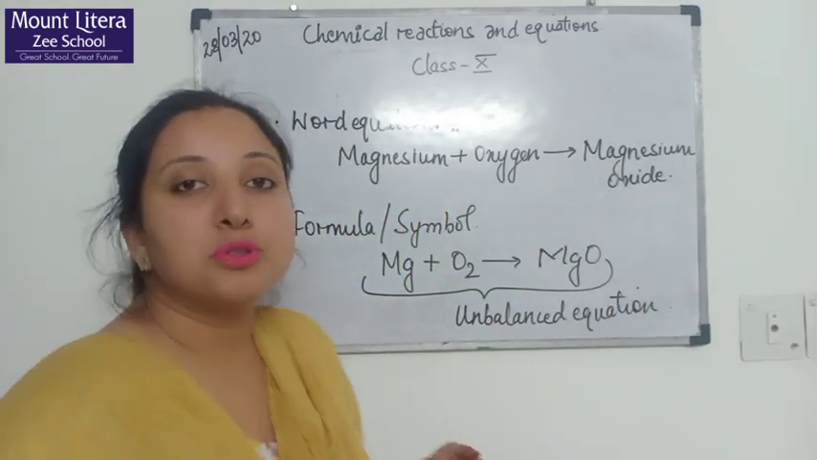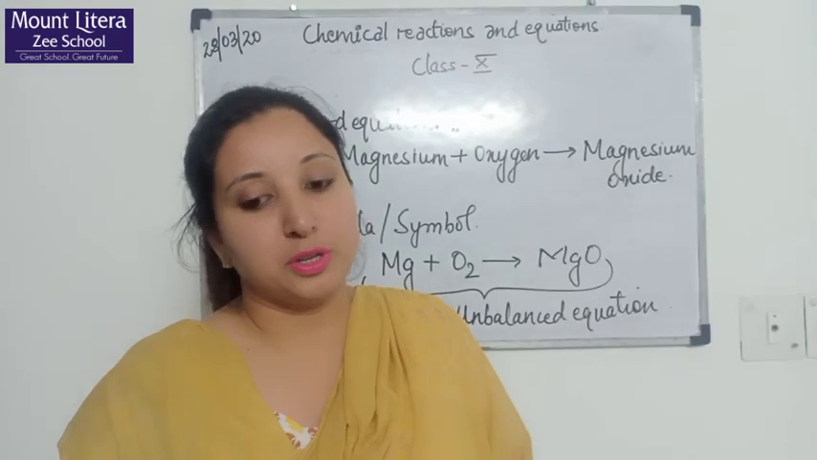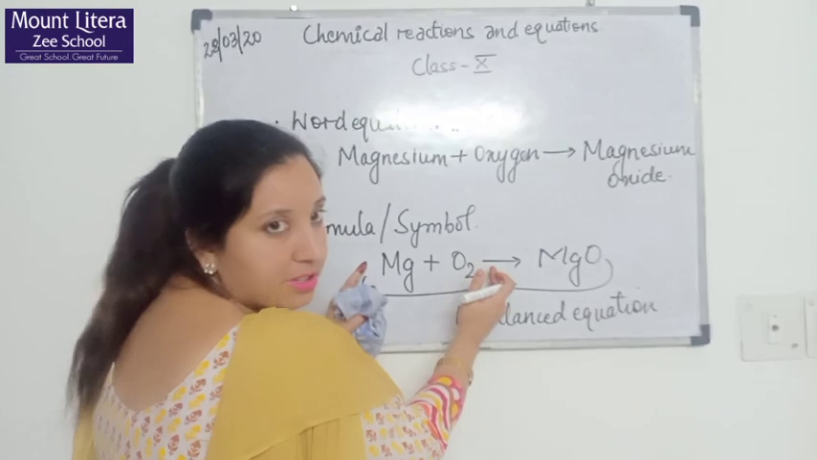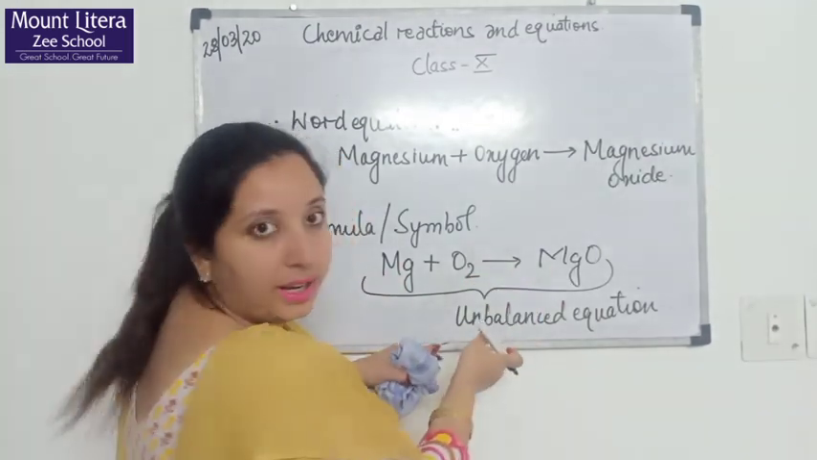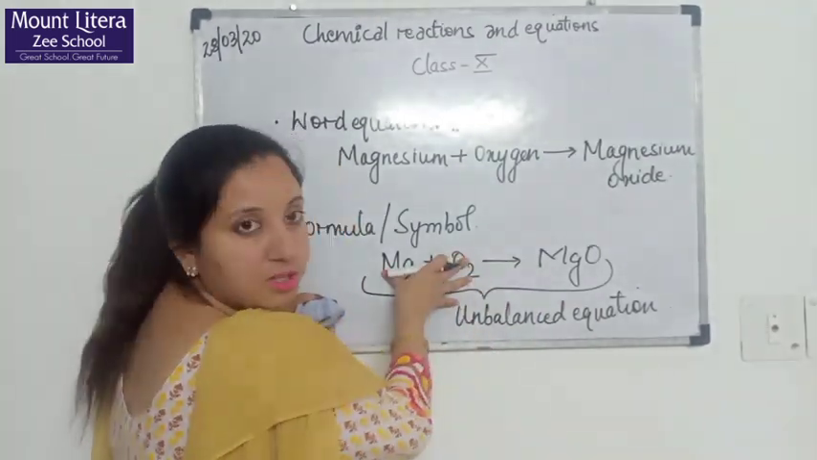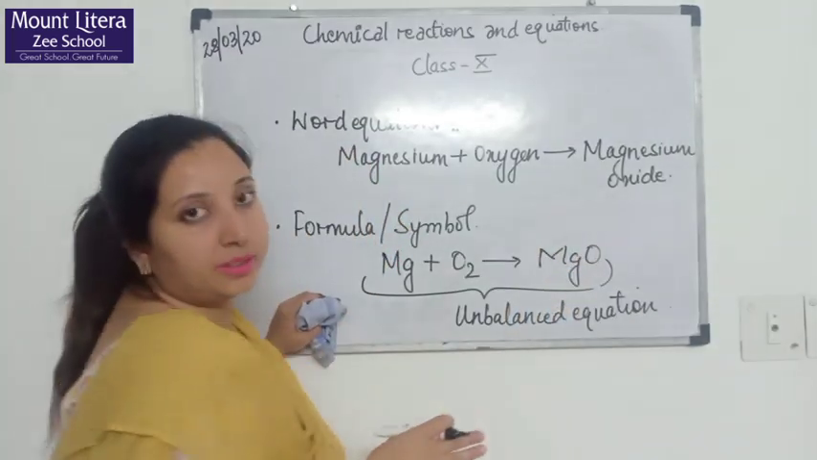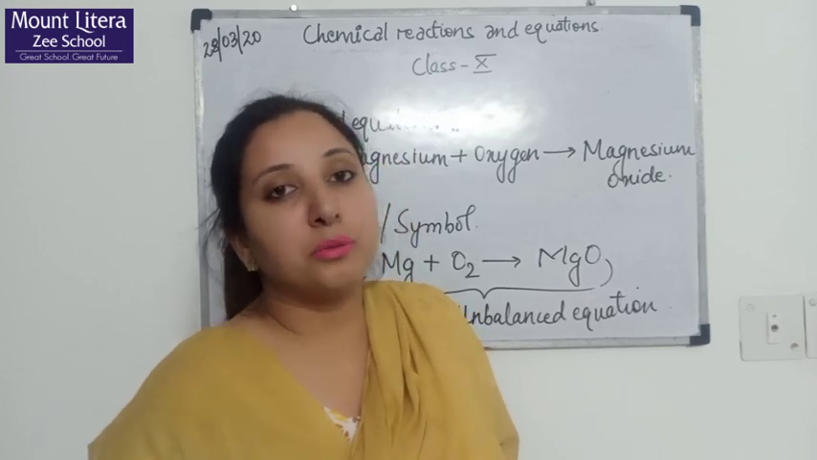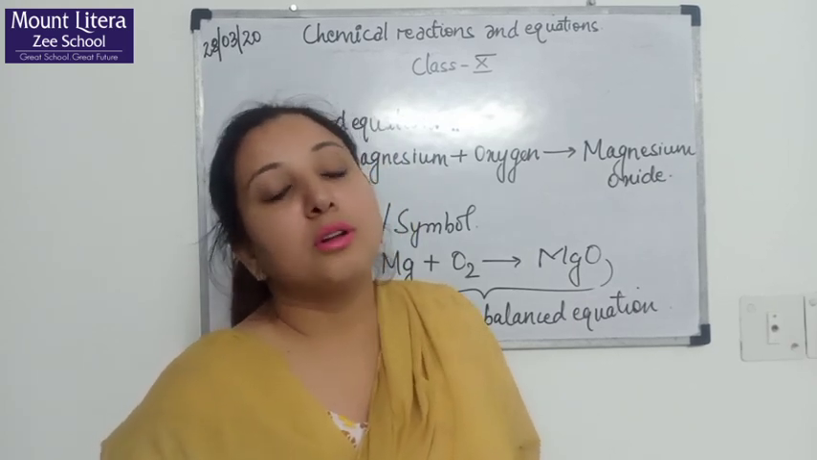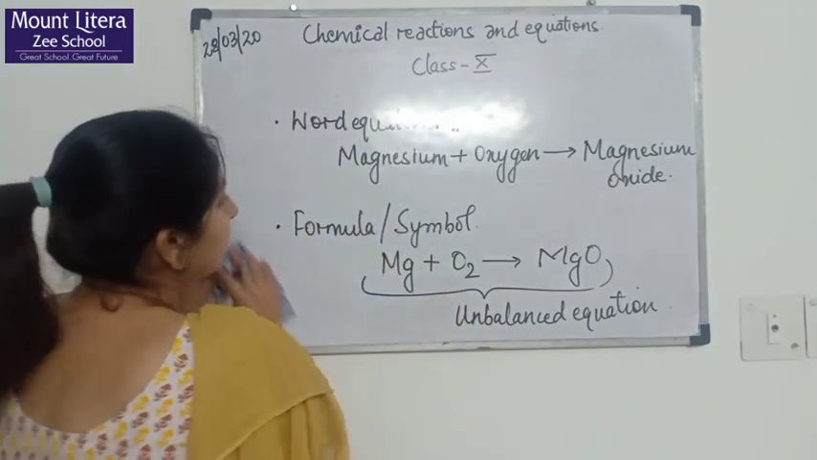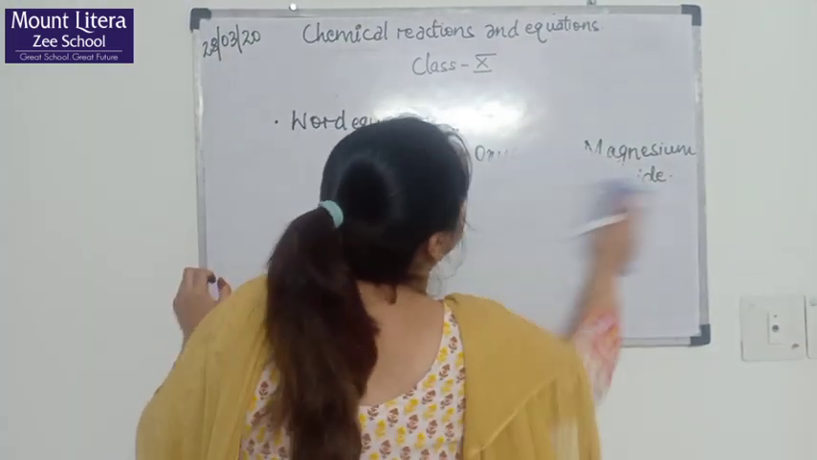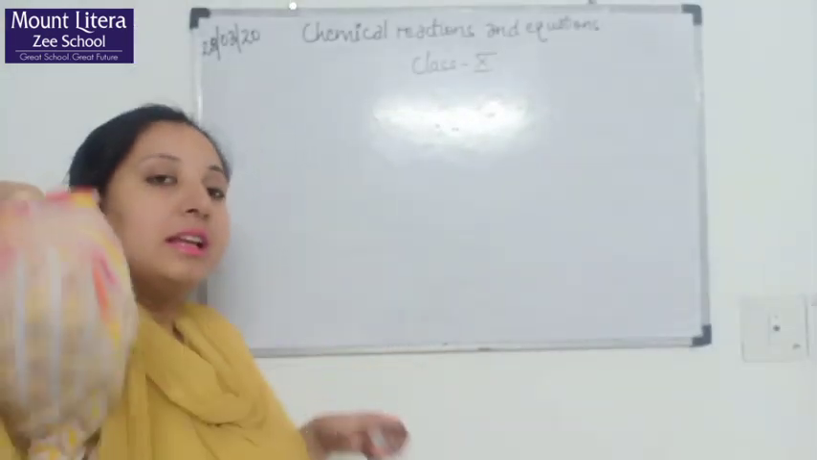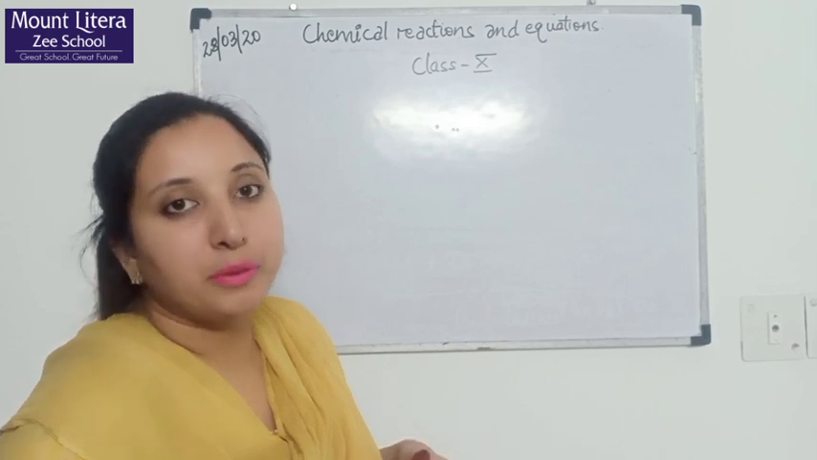Now the main part comes: what is the balancing of the equation? Balancing of the equation means that your RHS should be equal to your LHS, meaning your reactants should be equal to the products. This is the balancing of an equation, or you can say that balancing of an equation obeys the law of conservation of mass. Now, let's understand it with the help of a few examples.